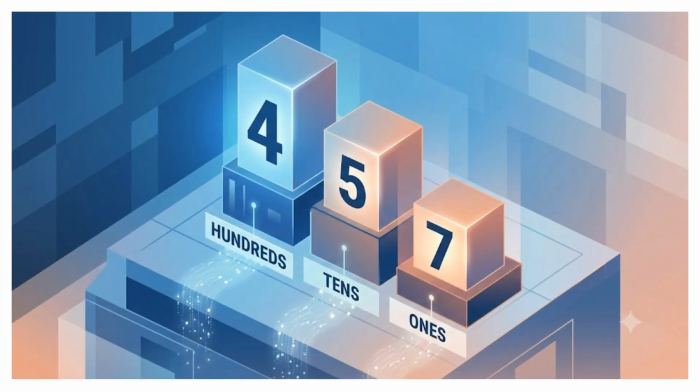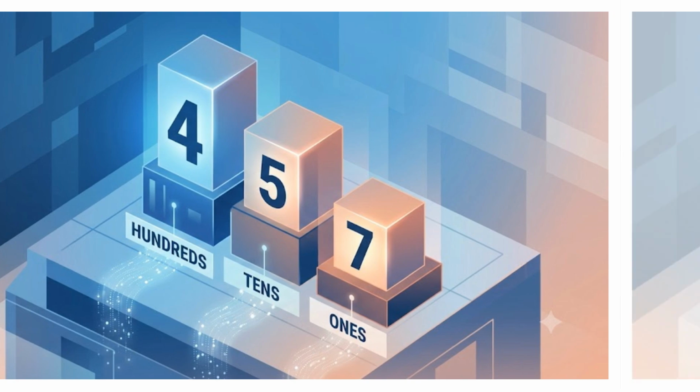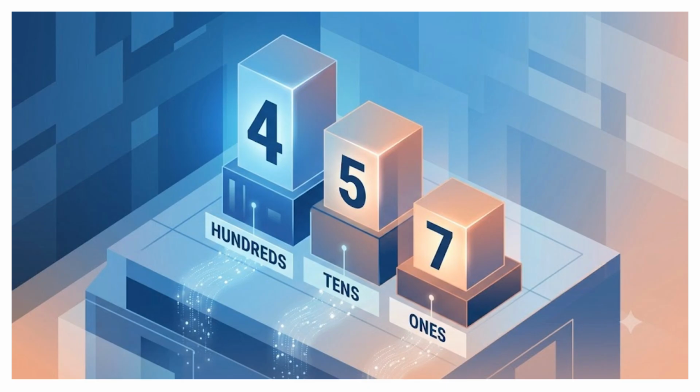Let's look at the number 457. At first glance, it looks like 3 simple digits, but each digit has a different value because of its position. The digit 4 is in the hundreds place, so its value is 400. The digit 5 is in the tens place, so its value is 50. The digit 7 is in the ones place, so its value is simply 7. When we combine these values together, we get 400 plus 50 plus 7, which equals 457.